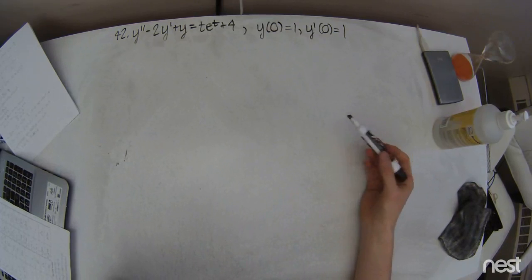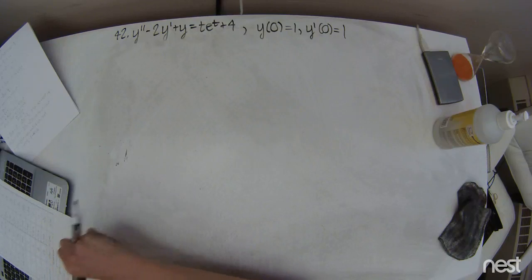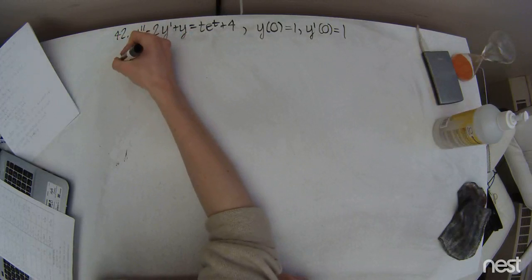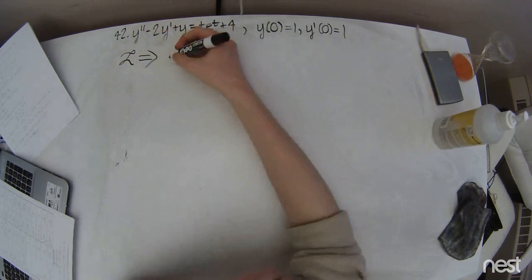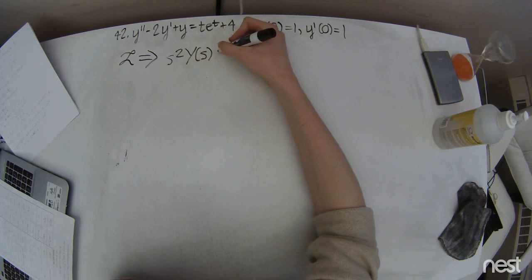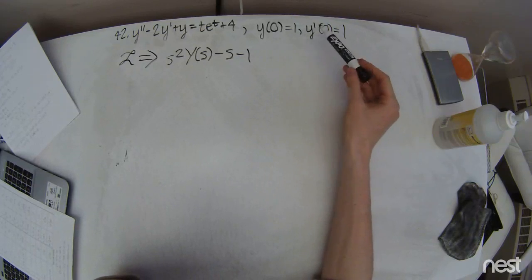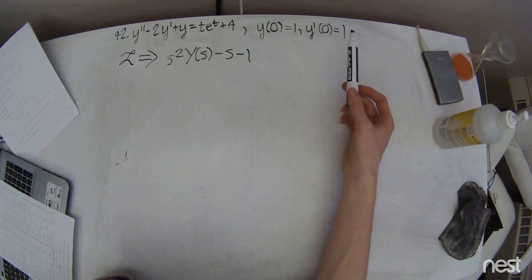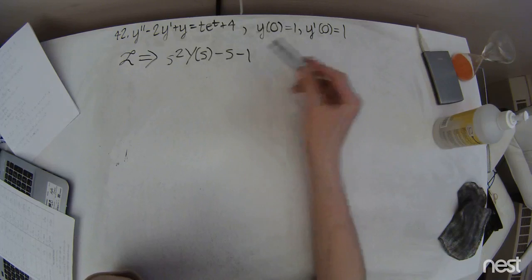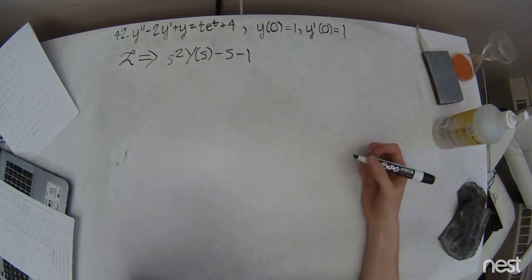So the first thing we do is take the Laplace transform of each side. So we can look at our Laplace transform table or consult the internet or something and find that the Laplace transform looks like s squared Y(s) minus s minus 1, and those come from the initial conditions. So it'll be this condition, 1 times s minus 1, which is the derivative initial condition.